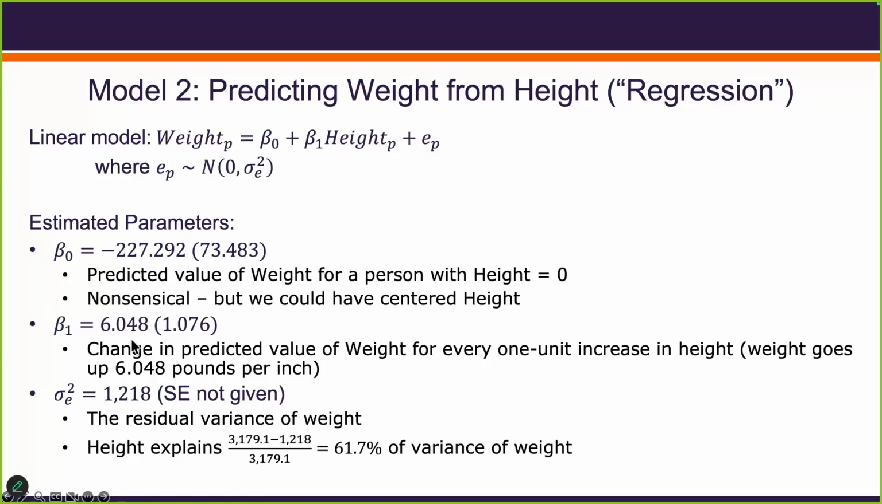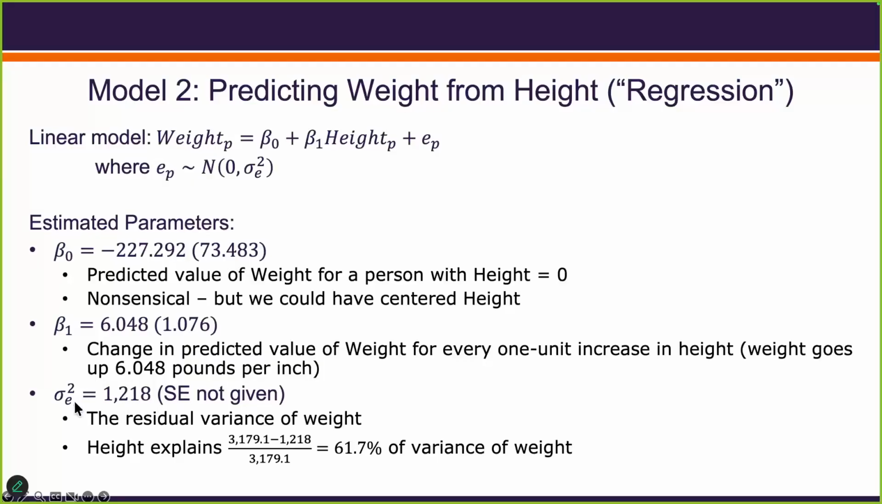Beta 1 represents the change in our predicted value of weight for a 1 unit increase in height. Now, remember, height is measured in inches, so 1 unit would be 1 inch in this case. So every time height goes up by 1 inch, a person's weight goes up by 6 pounds, is what this is saying. That 1 inch of height really weighs a lot, I guess. And then, of course, you have its standard error as well.